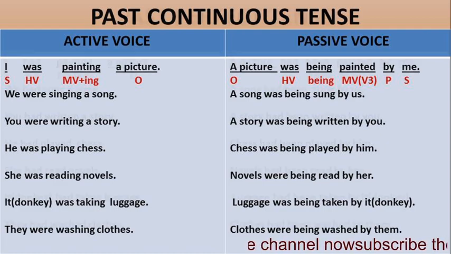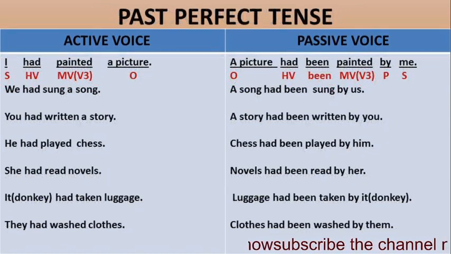Let's move on to the past perfect tense. Suppose the given sentences are in past perfect tense, then how can we change them into passive voice? I had painted a picture. I is the subject, had is the helping verb, painted is in the V3 form, then the object. In passive voice, object first, helping verb, then been is added, then main verb in V3 form, preposition, then the subject.